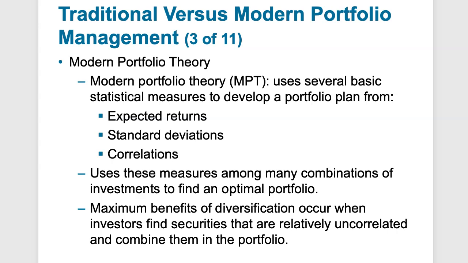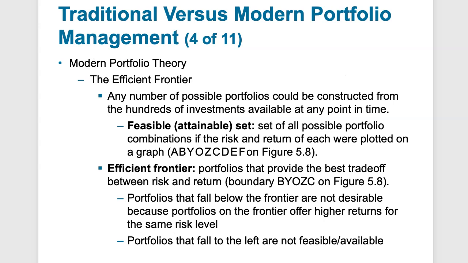So we're going to use combinations of investments to mathematically get to the optimal portfolio. So in the modern portfolio theory, we're going to use more mathematical principles to create a portfolio. And we're hoping that the benefits of diversification are going to occur, and investors will find securities that are relatively uncorrelated to combine in these new portfolios. So one of the mathematical tools we could use is called an efficient frontier. So this is looking at any given number of possible portfolios to be constructed from hundreds of investments available at any particular time. And this is why we utilize a lot of computer modeling when we're doing this.